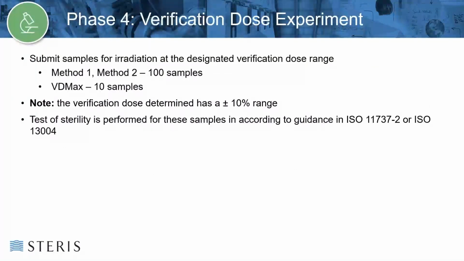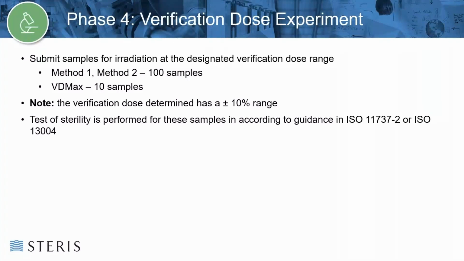Once the verification dose range is determined from the bioburden results, samples are then irradiated at the dose from the verification dose experiment. For method 1 and method 2, 100 samples are required for the verification dose study. For VDmax method, 10 samples are required for the verification dose study. Dosimetry is used to measure the dose provided to the samples.